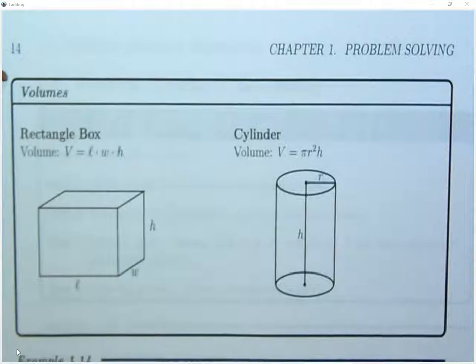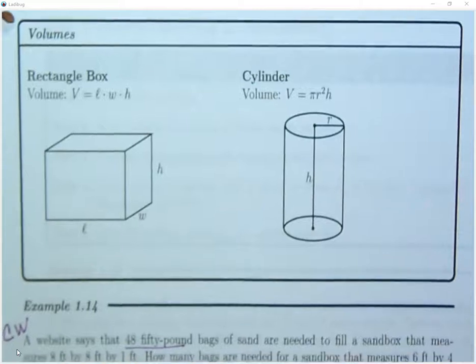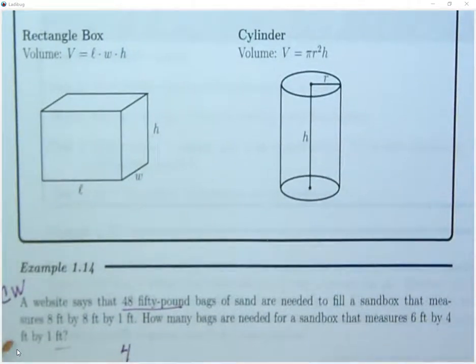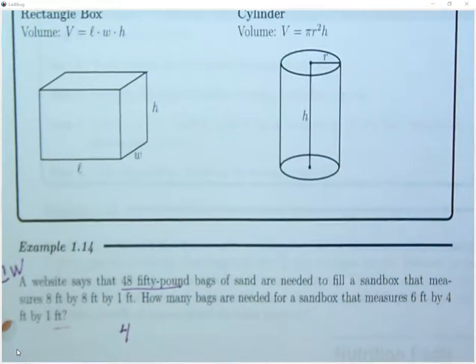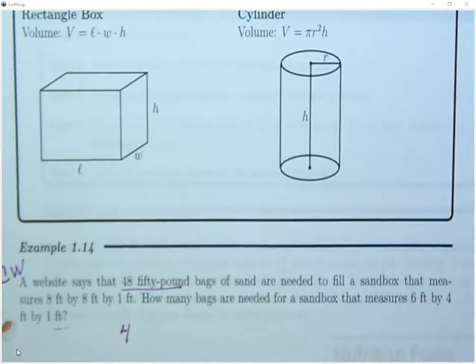Okay, so now we're taking a look at page 14. This one will be example 1.14, and you will actually do this one as a classwork, but I just want to set you up. You're going to compare the volumes to one another. You do have the same height here, so you could actually do it similarly to the pizza problem.